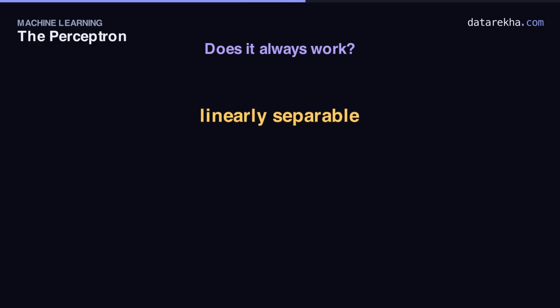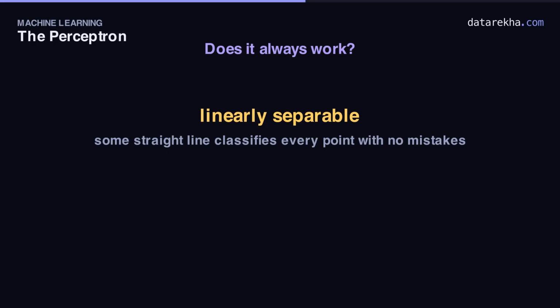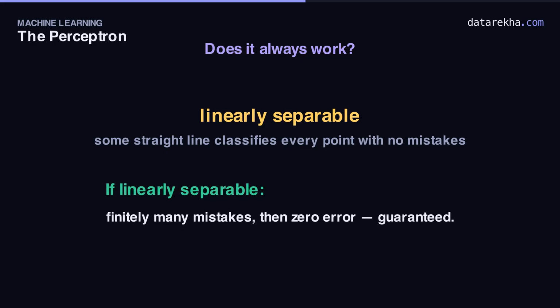Will this always succeed? It depends on one property of the data. We call a dataset linearly separable if some straight line, some single hyperplane in higher dimensions, can split the two classes perfectly, with zero mistakes. And here is the promise that made the perceptron famous, the convergence theorem. If the data really are linearly separable, the perceptron is guaranteed to make only finitely many mistakes, and then stop, sitting on a line with zero training error.